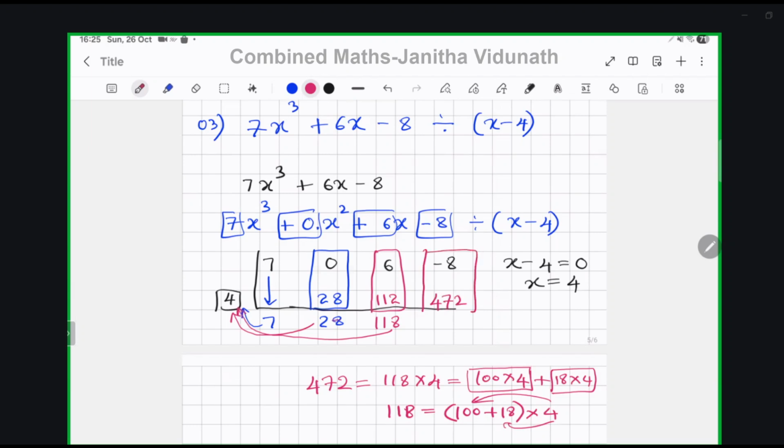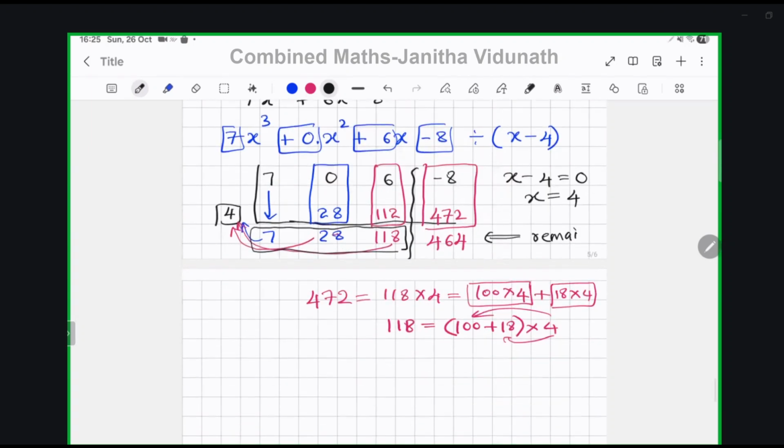Then we need to add those two numbers. Then we will get 464. That means the final number in our bottom row is the remainder. This is the remainder. The other numbers represent the coefficients of the quotient. That means 7, 28, 118. That means we need to multiply with x to the power 0, x to the power 1, x to the power 2. That means 7x square plus 28x plus 118 is the quotient. And the remainder is 464. 464 is the remainder.